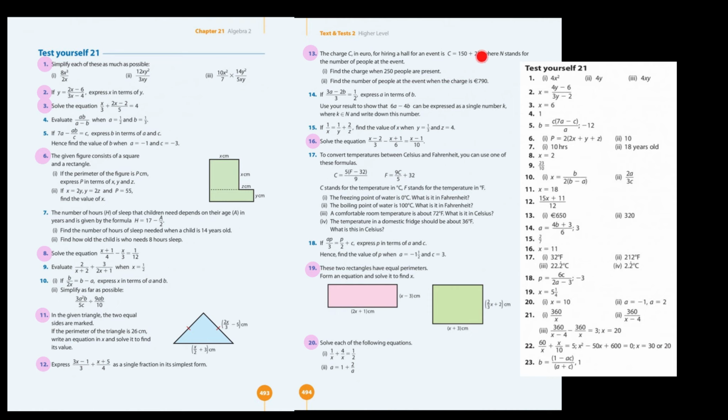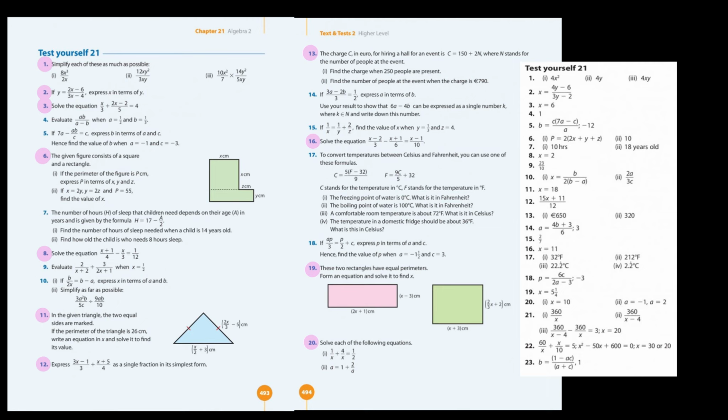The next one there is very similar to the one that we did for homework last day. It's just forming equations, and it's giving you the equation there. It says find the charge when 250 people are present, so you need to put 250 in for the number of people, and it'll give you an answer there. Find the number of people at the event when it's 790. So again, that's just filling in the information, so you put that in instead of C, and you have to find the value for n.